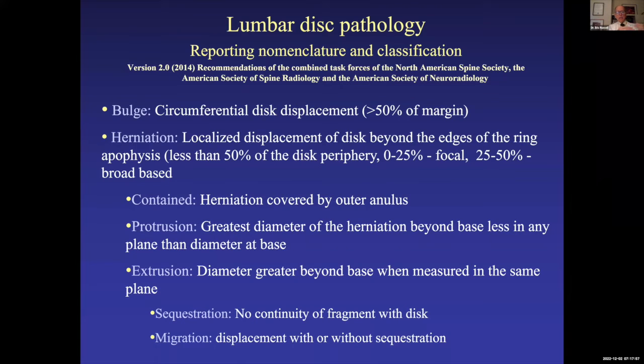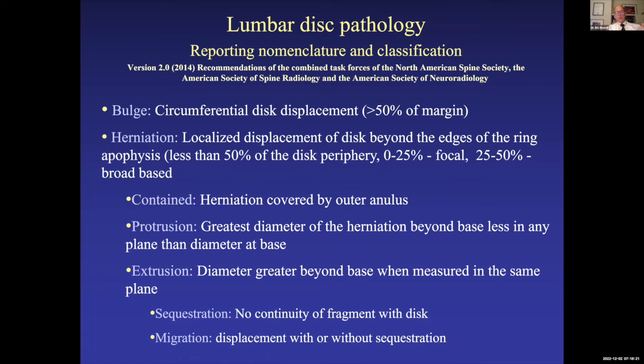And how do you distinguish protrusion from extrusion? It's not based on the size of the herniation. The protrusion is defined as herniation that's broadest at the base of the annulus and tapers more peripherally. An extrusion is if there's disc herniation where a segment of the disc is broader away from the disc annulus than it is where it's contiguous with the annulus.